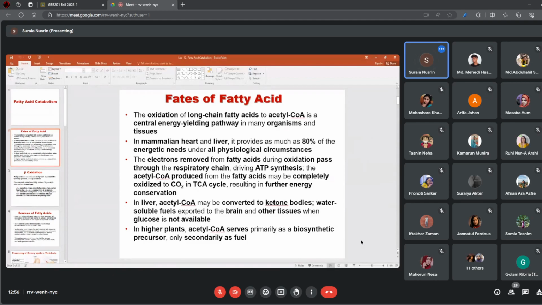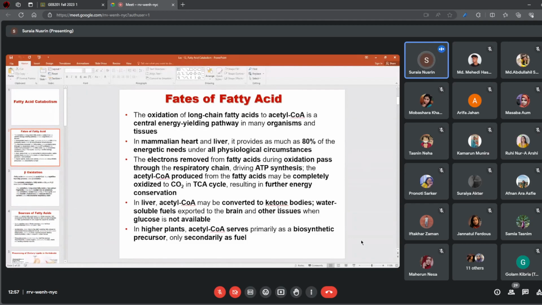Now in liver, that means there is enough acetyl-CoA, the TCA cycle is going on and still there is enough acetyl-CoA. The acetyl-CoA is converted to ketone bodies. Ketone bodies are water soluble molecules, or we can also say they are fuels, which are exported to the brain and other tissue, specifically when glucose is not available, because glucose is the ultimate excellent fuel.